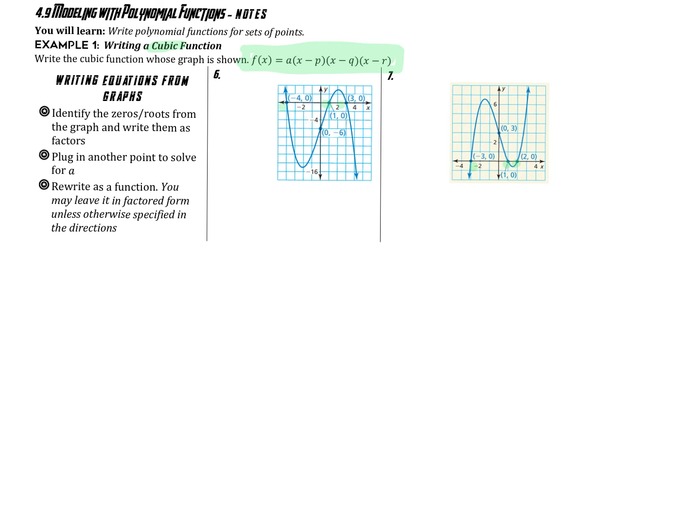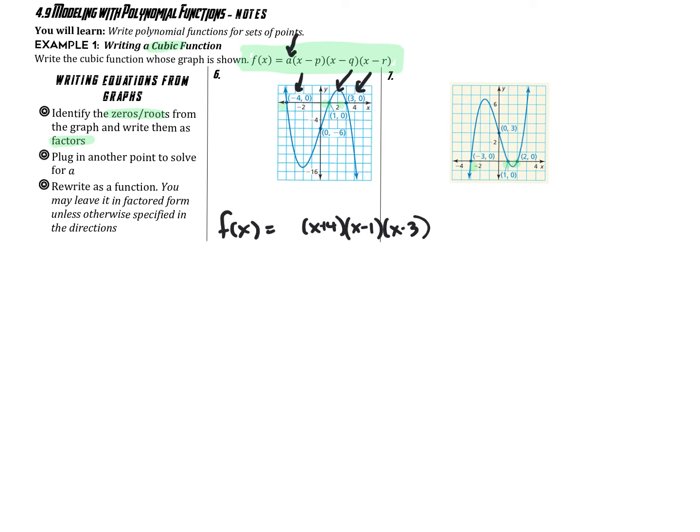The very first thing we're going to do is identify the zeros or the roots, and we're going to write them as factors. So if we look at number 6, I see a root at negative 4, so that's x plus 4. I see a root at positive 1, so that's x minus 1. I see a root at 3, so that's x minus 3. So step 1, write the zeros as factors.